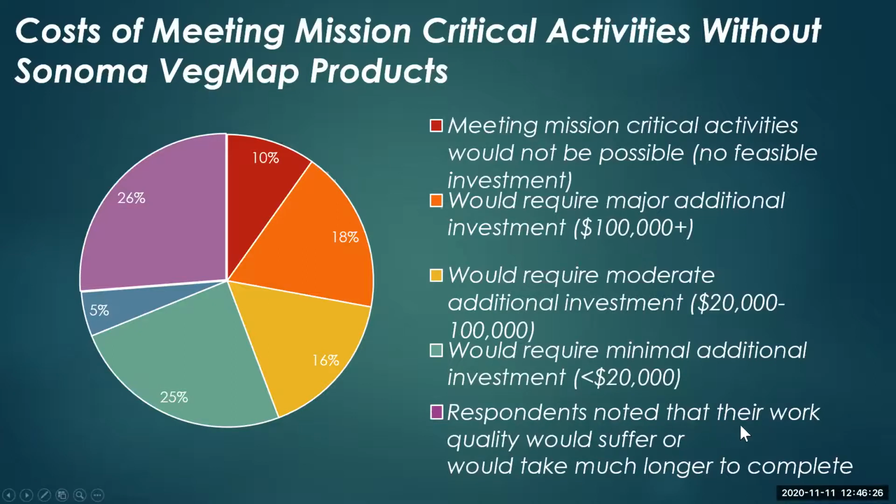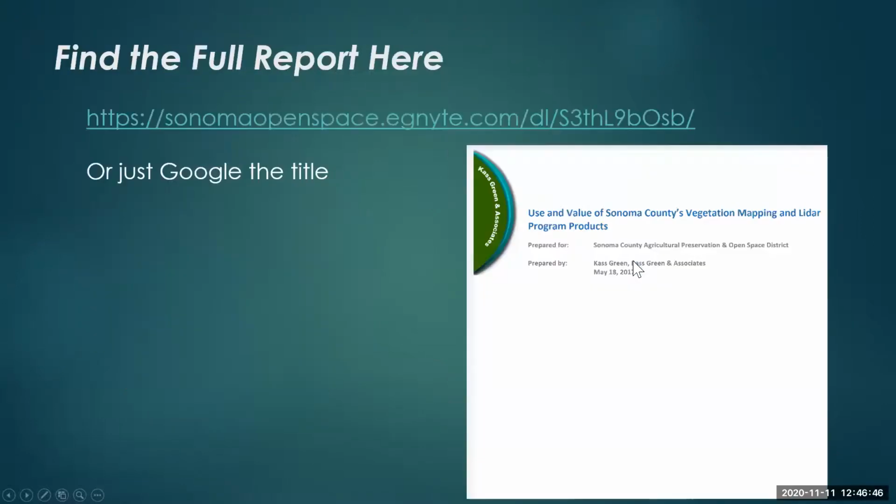26%, the respondents noted that their work quality would suffer or would take much longer to complete. But everybody showed cost savings. You know, time and quality are also cost. So you can see some of the big cost savings for the different organizations by having these data sets available.